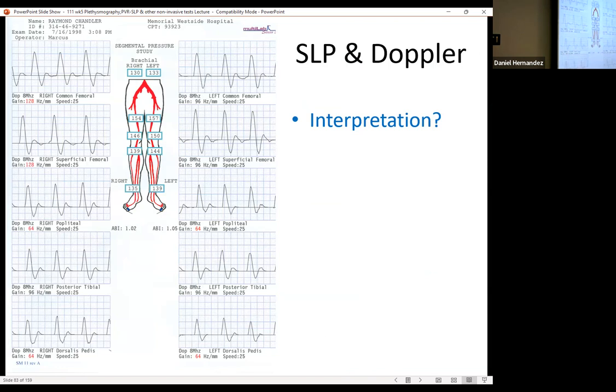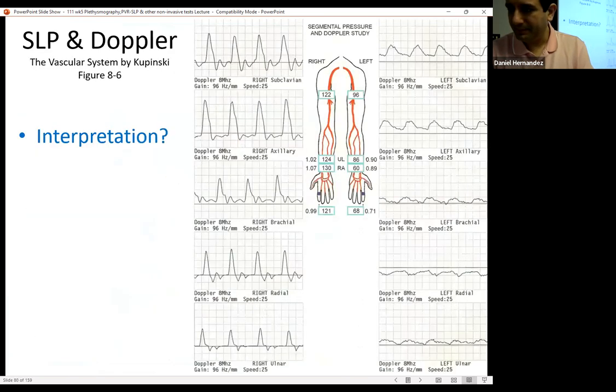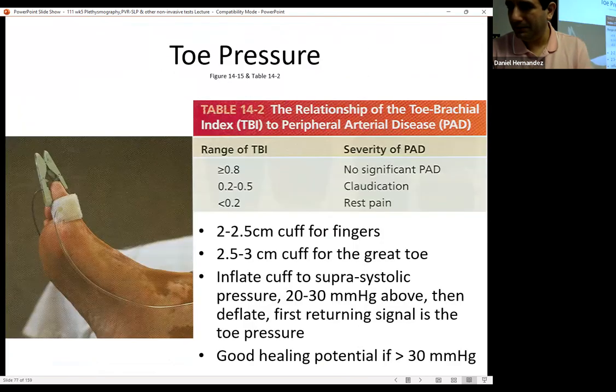So gangrene, ulcers, less than 0.2. Ischemic changes, gangrene, ulcers. It's all possible things with that. Tissue starting to die at that point. Those are really low. Less than 0.2 is rest pain.